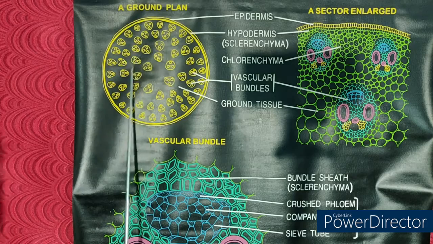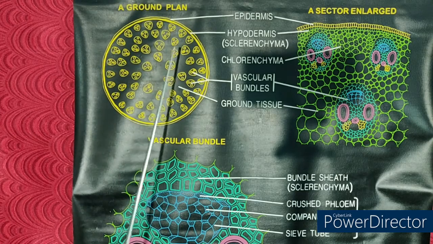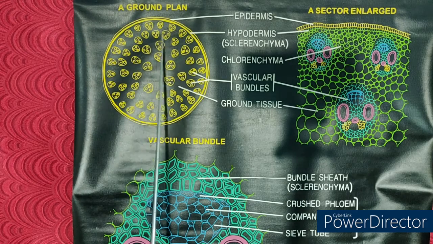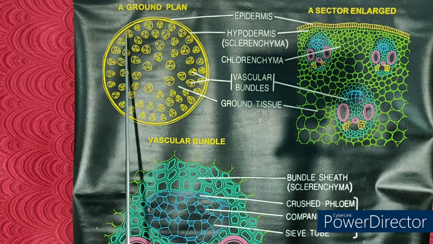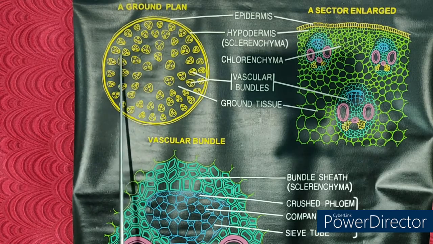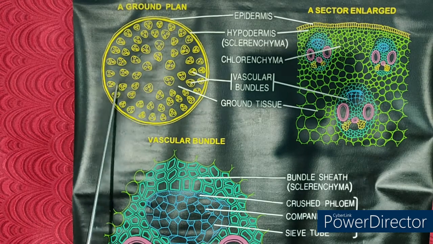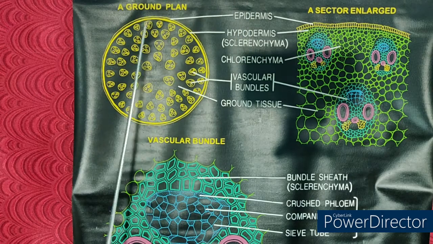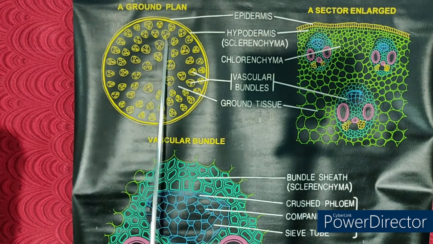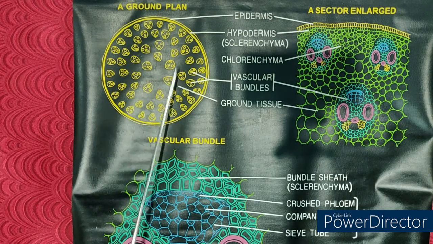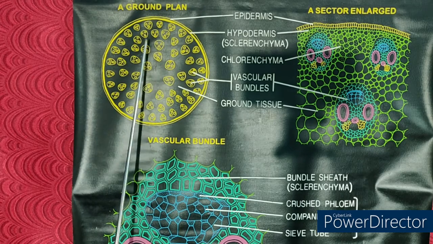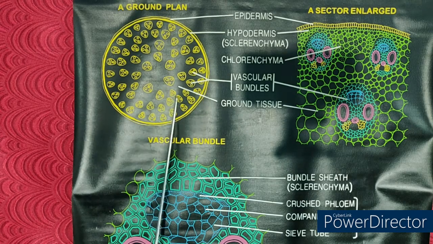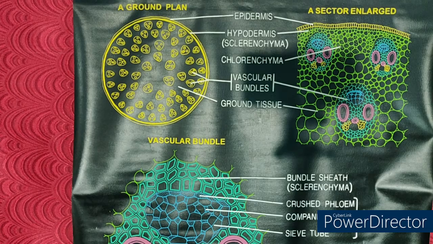The main difference between a dicot stem and a monocot stem is, in dicot stem the vascular bundles are neatly arranged in the form of a circle. Do you remember the diagram which I described just now? It is neatly arranged in the form of a circle, but in monocot stem the vascular bundles are scattered all over the cortex cells, or all over the ground tissue. That is the main difference between a dicot stem and a monocot stem.